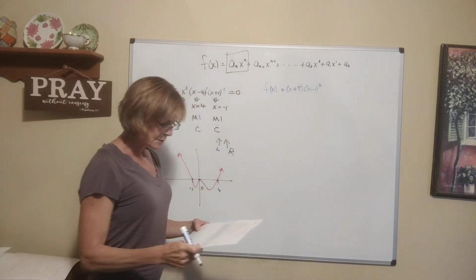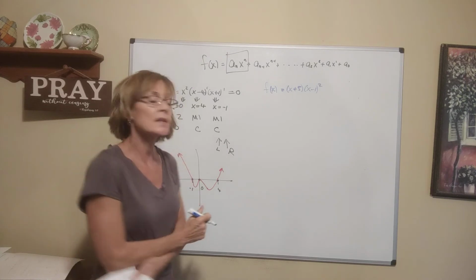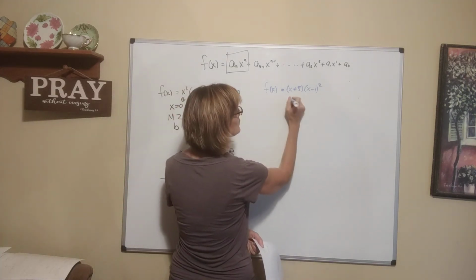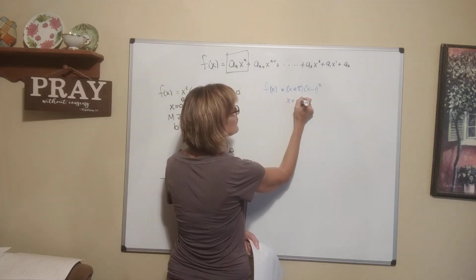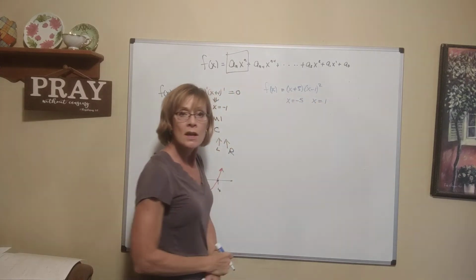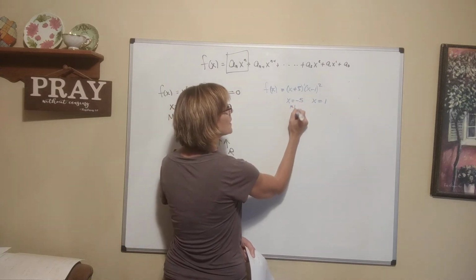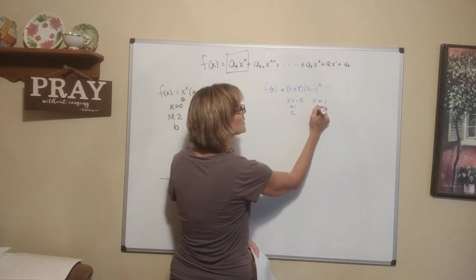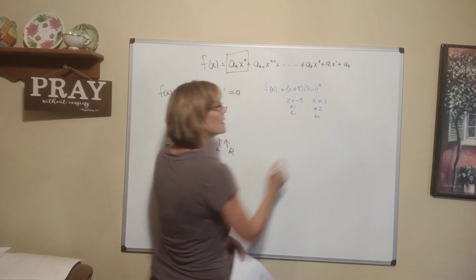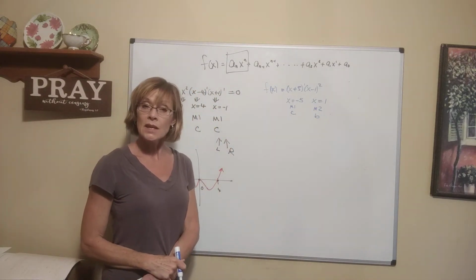X plus 5 times x minus 1 squared. Okay, what does it say? List the zeros and their multiplicities. If I set this equal to 0 and solve, I'll get x is negative 5. If I set this equal to 0 and solve, I'll get x is 1. What are the multiplicities? The multiplicity is 1. This will cross. The multiplicity is 2. This will bounce. The last thing I need to know is the end behavior.